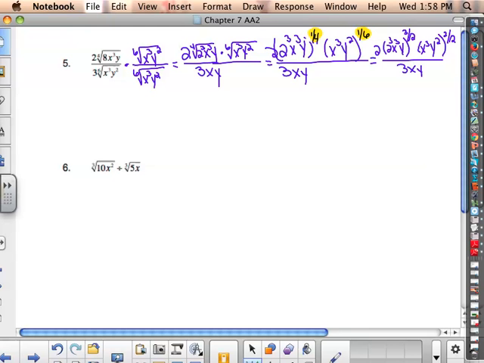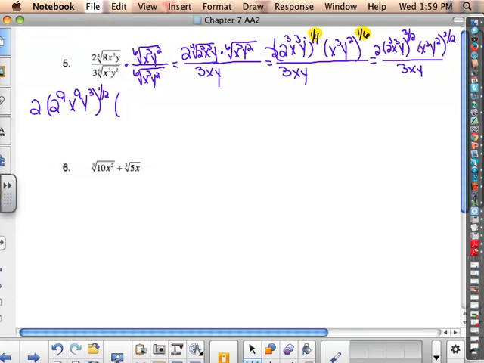Now once I have them as 12ths, I'm going to take and rewrite those, bringing down the power from the numerator. So I will have 2 times 2 to the 9th, x to the 9th, y to the third, all to the 1/12.